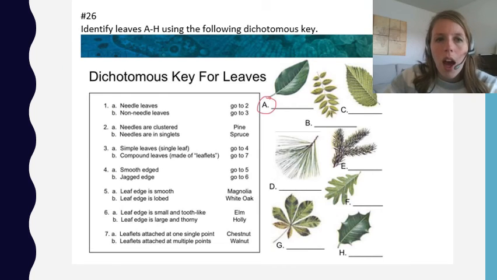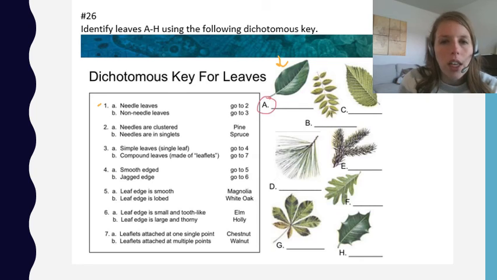All right, guys, so I just want to make sure you know how to use the dichotomous key. So let's go over a few of these that you'll see on number 26. Always with the dichotomous key, you start with number 1. Like you're looking at a leaf here, we're going to look at leaf A. We start with the top of the dichotomous key. So we read number 1 and we pick the option. So 1A is needle leaves, or B is non-needle leaves. Okay, so it's definitely non-needle. So then we're going to go to 3, right? So then we go down here to 3.